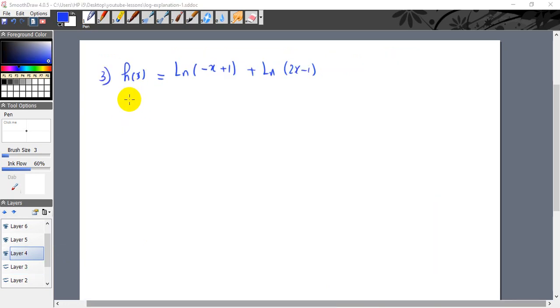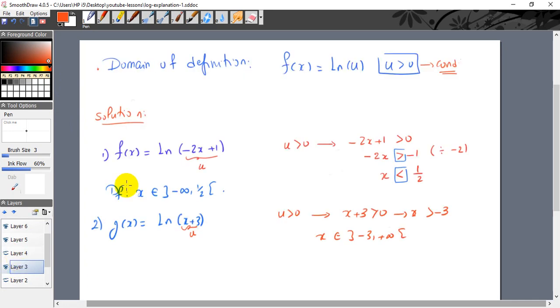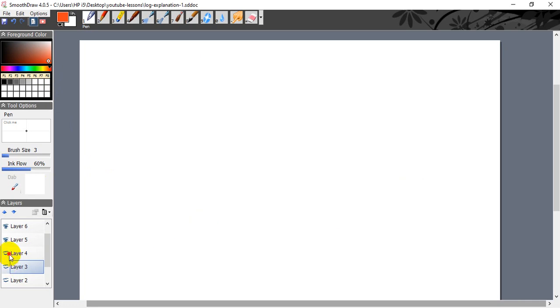Now, part 3. h of x is len of minus x plus 1 plus len of 2x minus 1. This is slightly different from the previous exercise. In the previous exercises, as we see, there is only one len. While in this part, there are two lens. What should we do here?